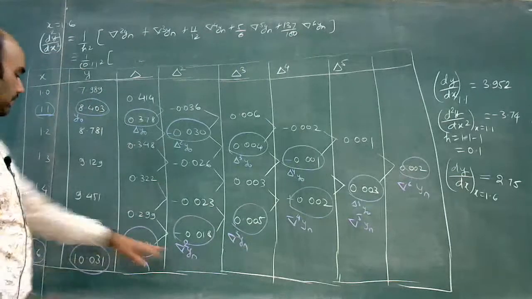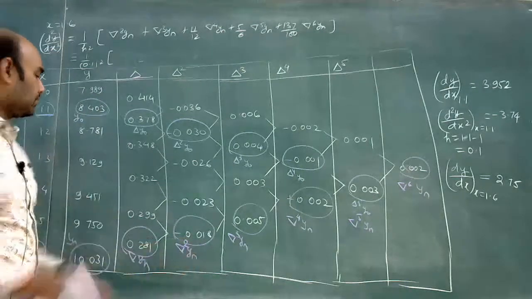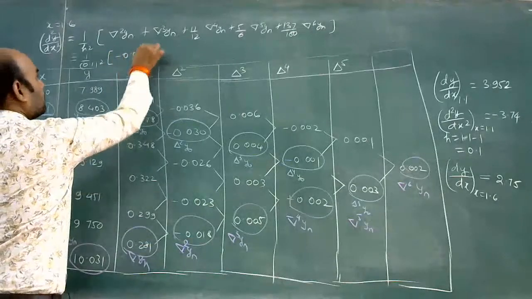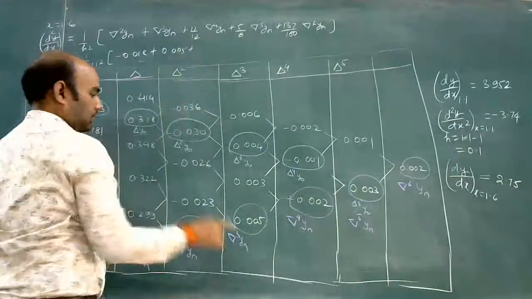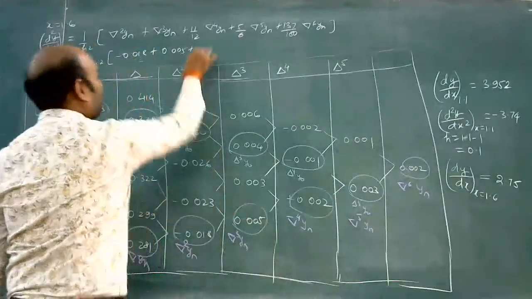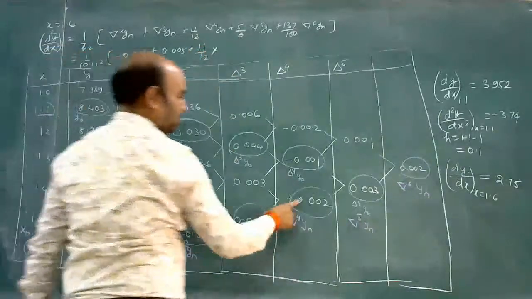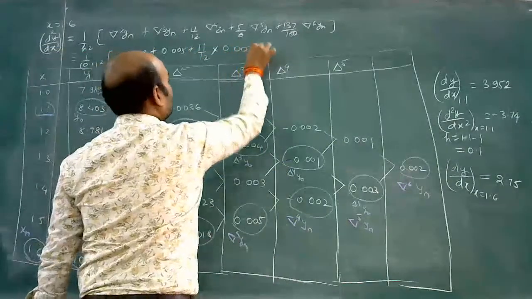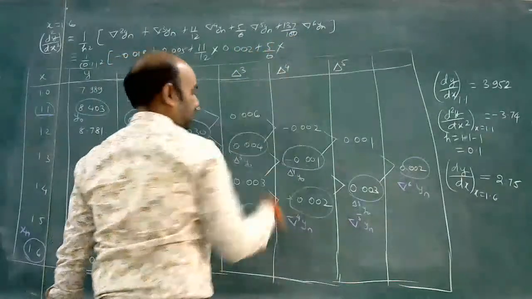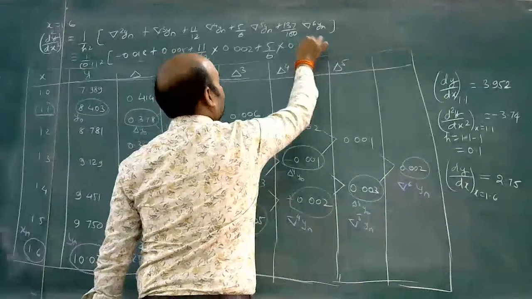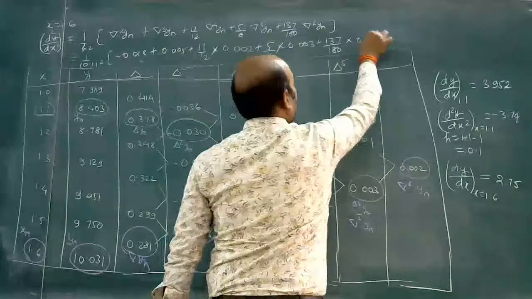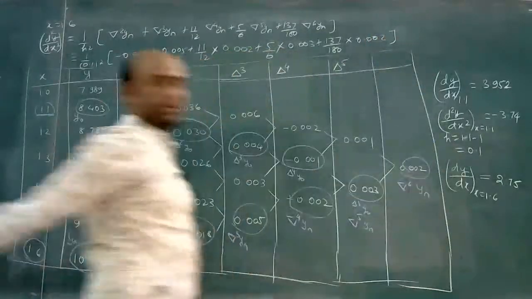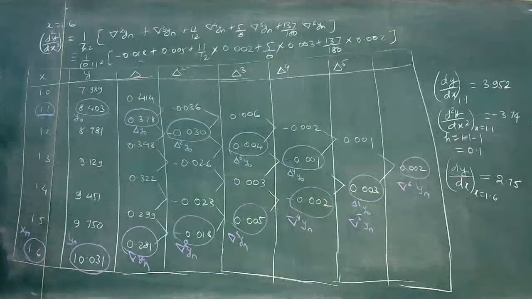So now we have del square yn, which is minus 0.018, plus del cube, which is 0.05, plus this value 11 upon 12 into 0.002, plus 5 upon 6 into 0.003, plus 137 upon 180. Okay. So in this way, we have to solve.